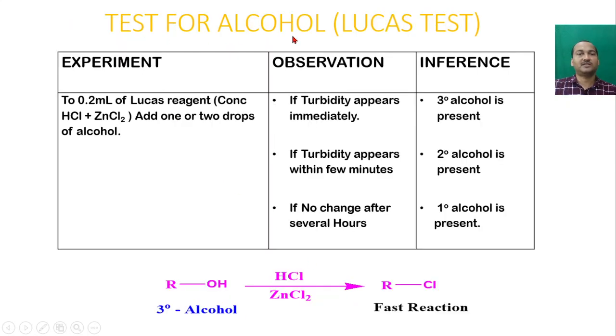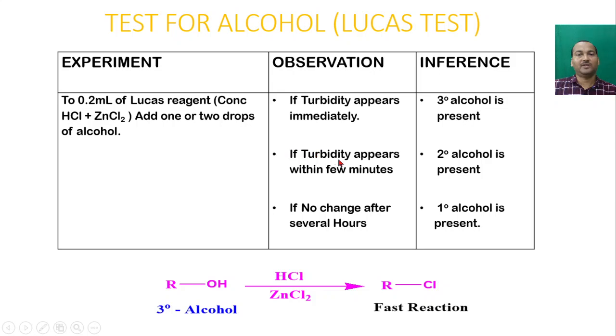How to test the alcohol functional group? You have to take 0.2 ml of Lucas reagent, concentrated HCl and ZnCl2. Then add 1 to 2 drops of alcohol to it in the test tube. If turbidity appears immediately, that means tertiary alcohol is present. Tertiary alcohol reacts with the Lucas reagent to give the tertiary halide, and that reaction is very fast.